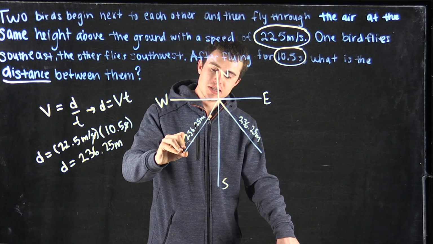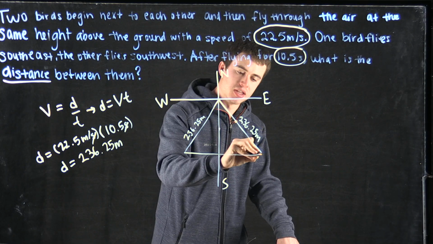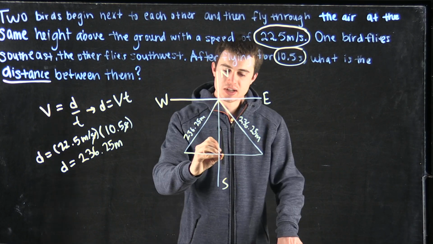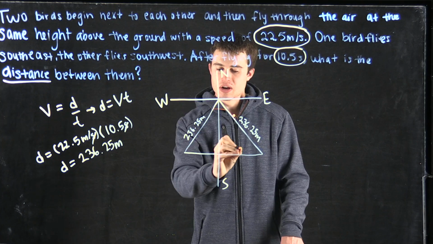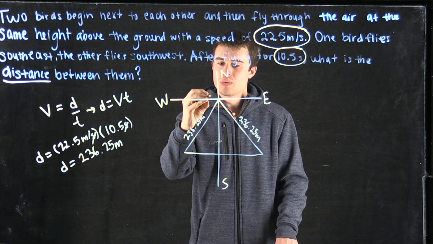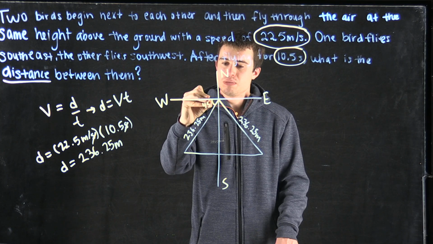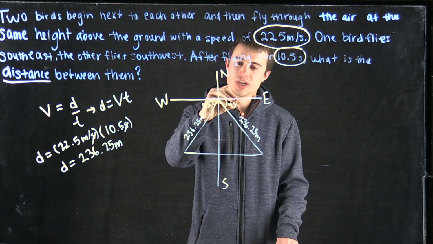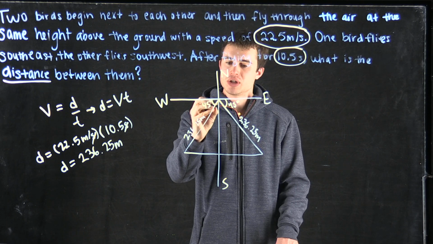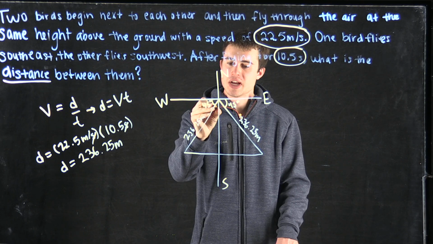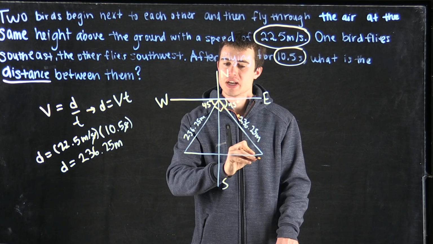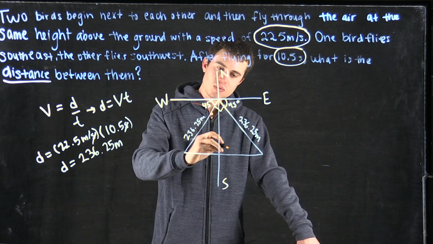And now the question's asking you to find the distance between them, so this length right here. In order to find this length, you have to realize that each bird goes at 45 degrees. So since these have to add up to 180, this angle in between would be a right angle. So that means this is a right triangle.